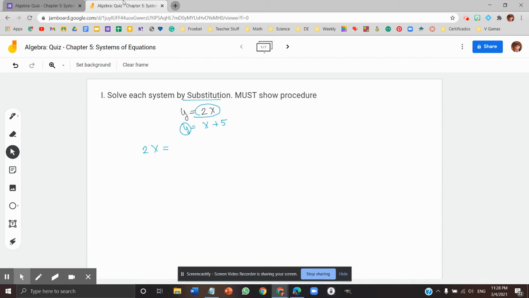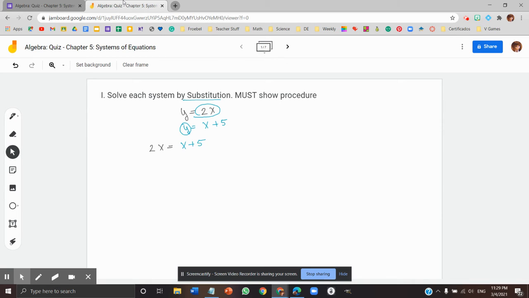equals, and I'm going to do this in another color so you can see where everything comes from. This is coming from the first equation, equals x plus 5. That comes from the second equation. Now I have one equation that has only one variable, and I know how to do this. I have been doing this since we started this school year.